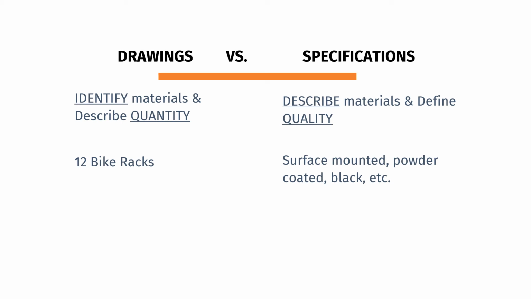So basic rules of thumb: drawings identify materials, describe the quantity. The specifications describe the materials and define the quality. So for example here, 12 bike racks. That's simple and it's clear. You can put it on the drawings. Then you go to the spec and it'll tell the contractor what kind of bike rack, mounting, the finish, quality, and so forth. But keeping the numbers on the drawings, if it changes on the drawings, we don't have to try to change it in the specification also.